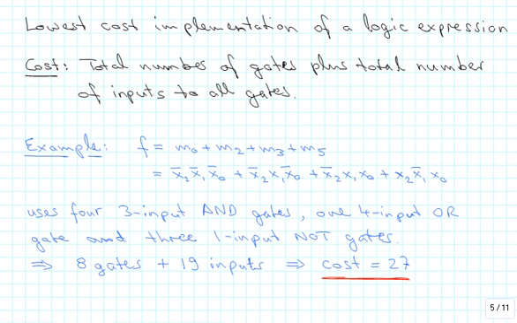So now we can take a look at the cost of a logic expression. The goal is to eventually find the lowest cost for a particular given logic expression. And the way we define the cost is the total number of gates plus the total number of inputs to all gates.